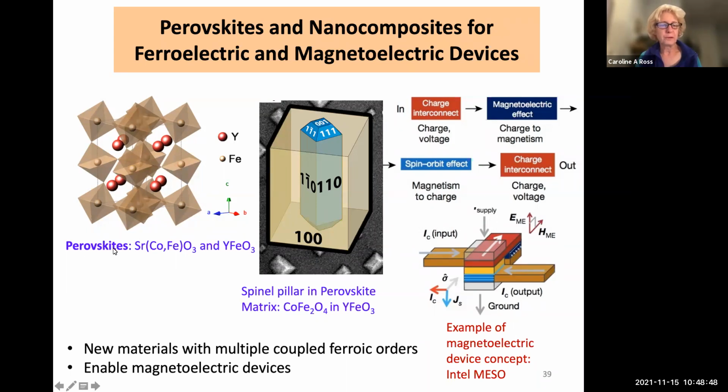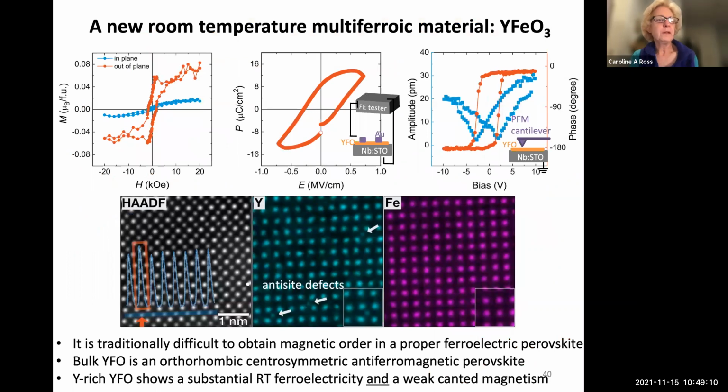One of them is perovskites, which are very well known as ferroelectric materials, but they're not so well known as magnetic materials. And then I want to talk about two-phase materials, which consist of both a perovskite and a spinel, which provide respectively ferroelectricity and magnetism. So one thing that we have been working on is how to create magnetism and ferroelectricity together in one material.